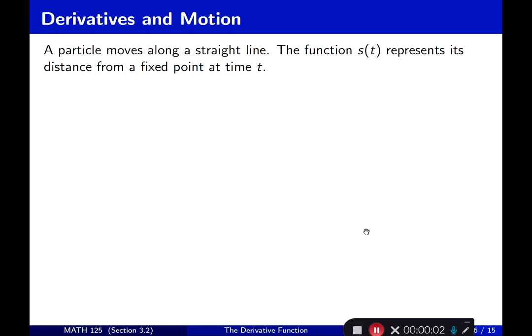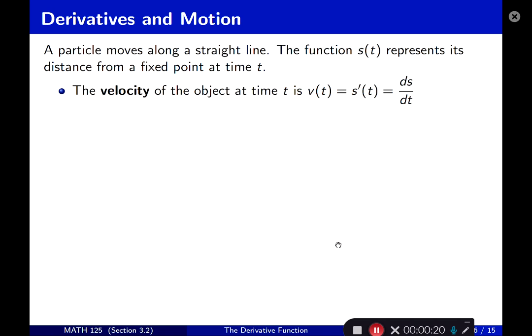We're continuing with section 3.2, and this time, derivative and motion. A particle moves along a straight line. The function s of t represents its distance from a fixed point at a time t. Now, let's talk about what it means to take the derivative of s of t.